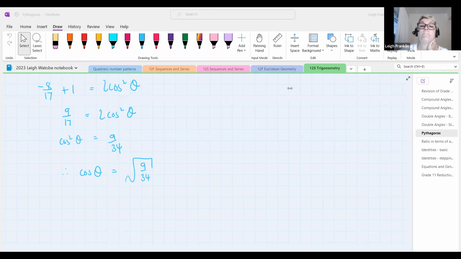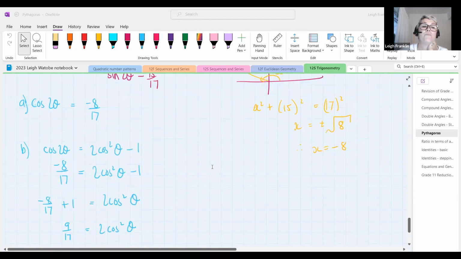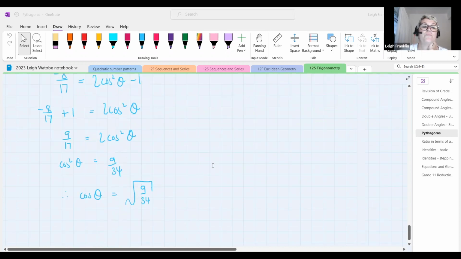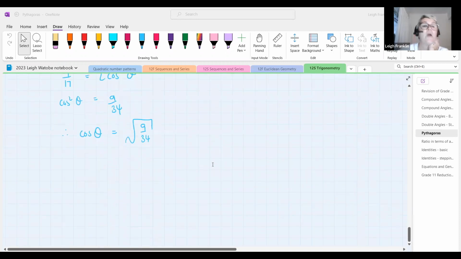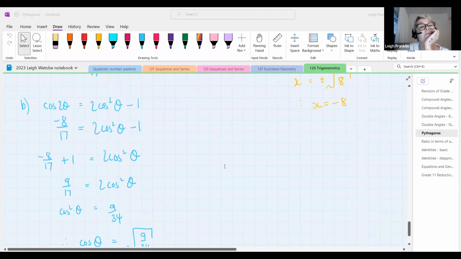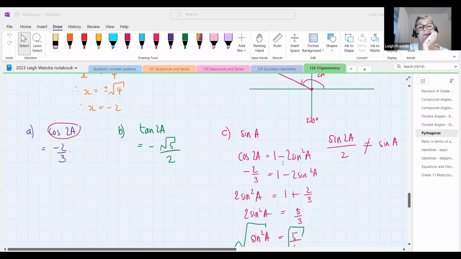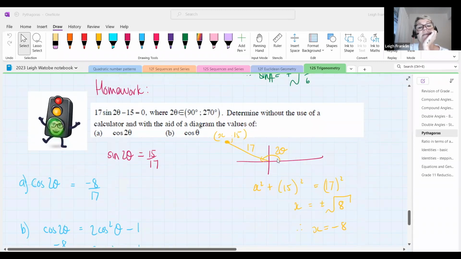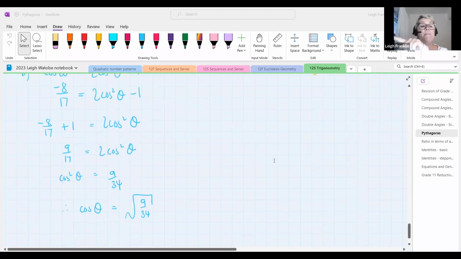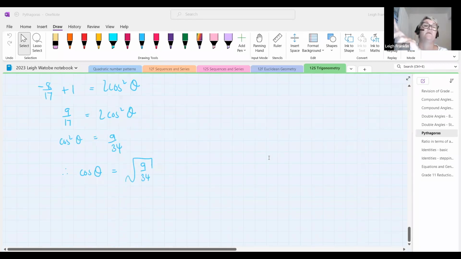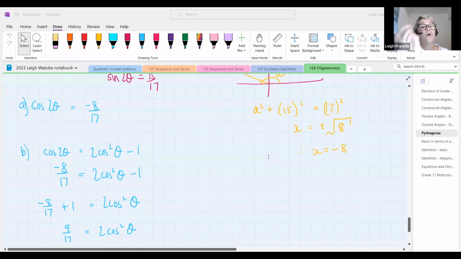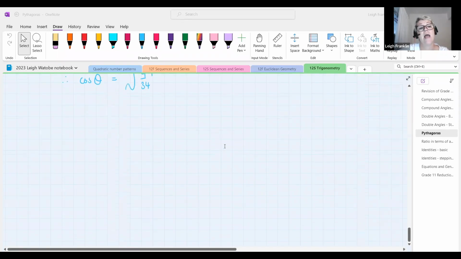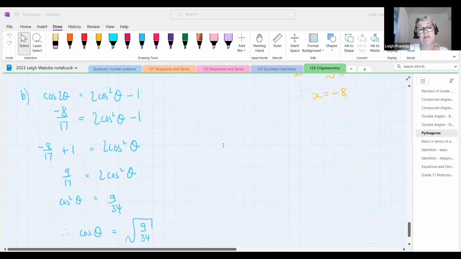Ma'am, I have a question. Sure, go for it. Ma'am, isn't that answer supposed to be negative root 9 over 34? Because the diagram lies in the second quadrant, right? So isn't it supposed to be negative? It's funny actually that you asked that, because after I had drawn the diagram, I went back and had a look. But remember, what you are solving for is cos theta. We did make cos 2 theta negative when we were working in the second quadrant. And you're right, when we take a square root, it should always be plus or minus.